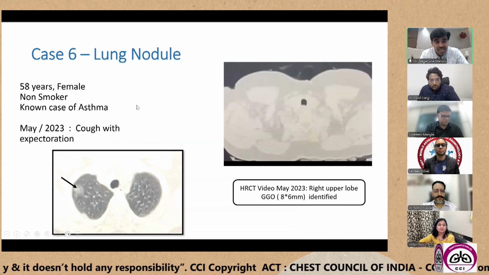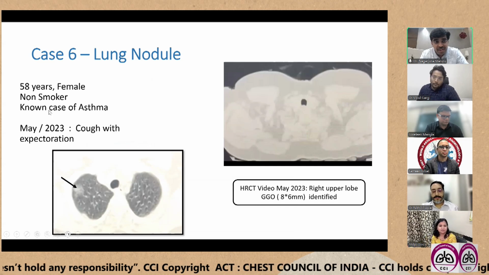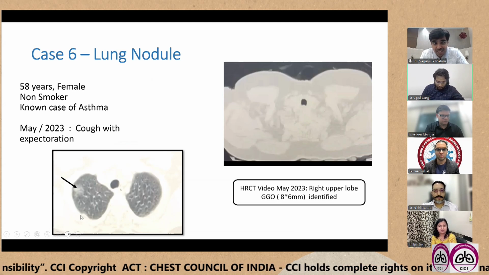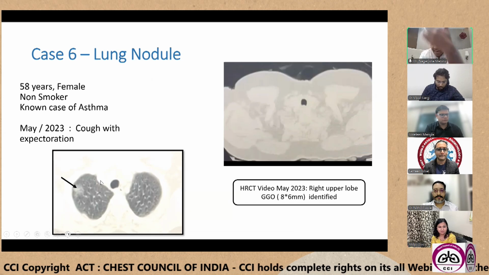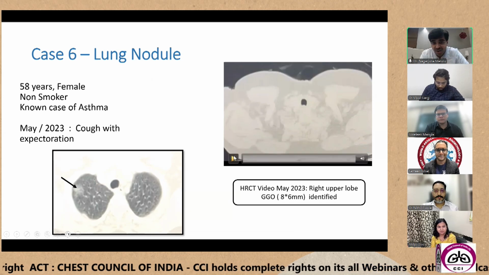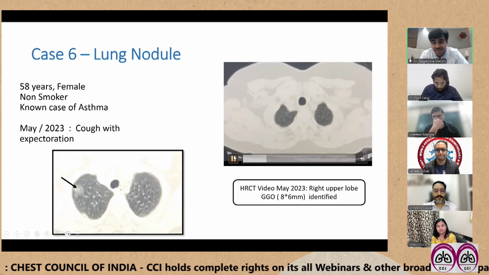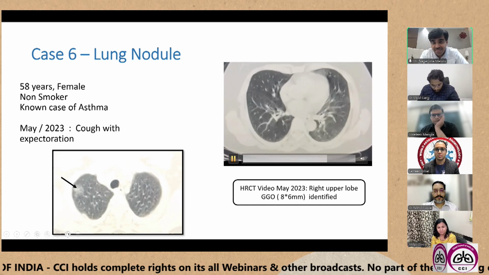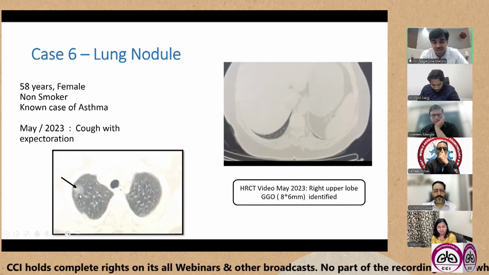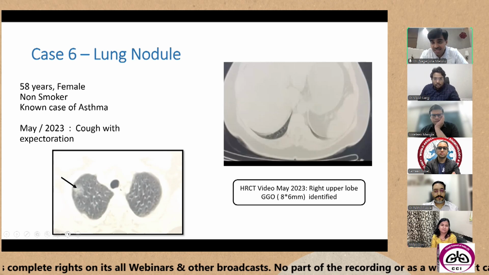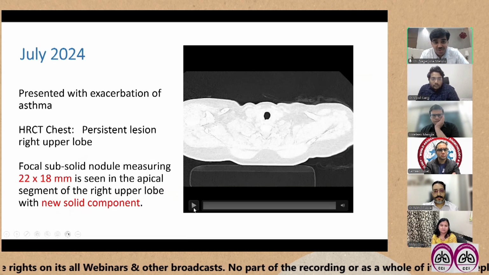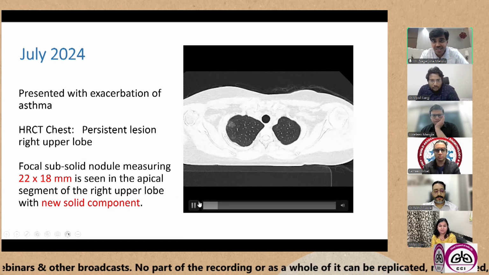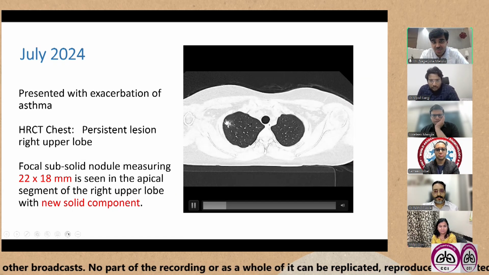So this is the last case, I would say, 58-year-old female, asthmatic, May 2023. This was a scan which we went back retrospectively and got. So at that point of time, this scan was labeled as normal. But carefully, there was a small ground glass opacity which was missed. In July 24, she came with bad asthma exacerbation and a CT was done. And now this is what was there here.